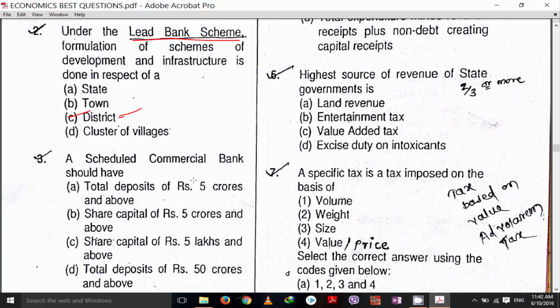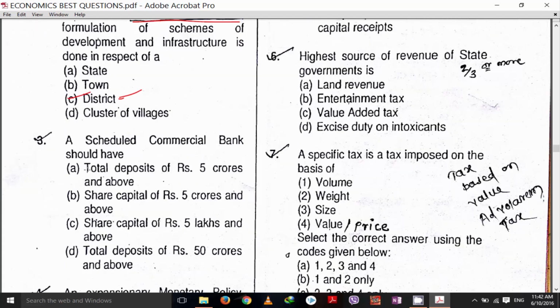A scheduled commercial bank should have total deposits of rupees 5 crores and above, share capital of 5 crores and above, share capital of 5 lakhs and above, or total deposits of 50 crores and above. So its answer is C, that is share capital of 5 lakh and above.